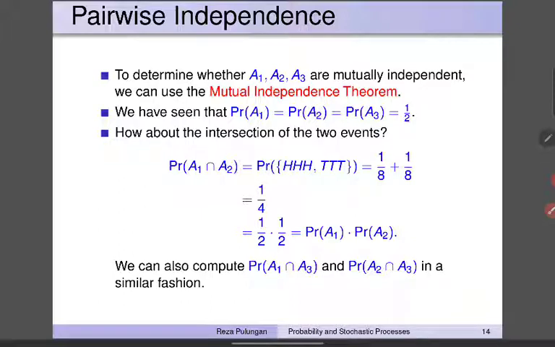Therefore, the probability is equal to 1/8 plus 1/8, which is 1/4. And this is also equal to the probability of A1 multiplied by the probability of A2, namely 1/2 multiplied by 1/2. So they are the same. This is good, because we have just verified the condition. We can also compute the probability of A1 intersection A3 and the probability of A2 intersection A3 in a similar fashion.